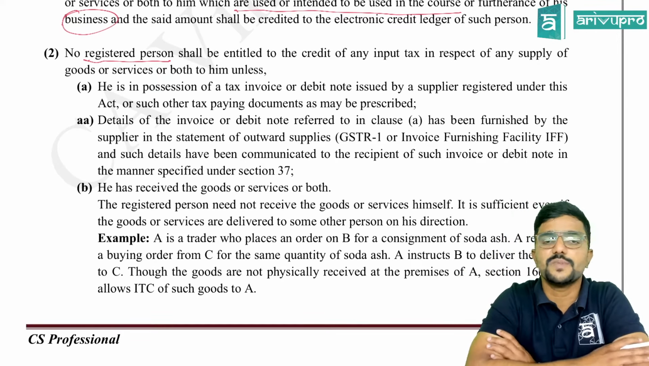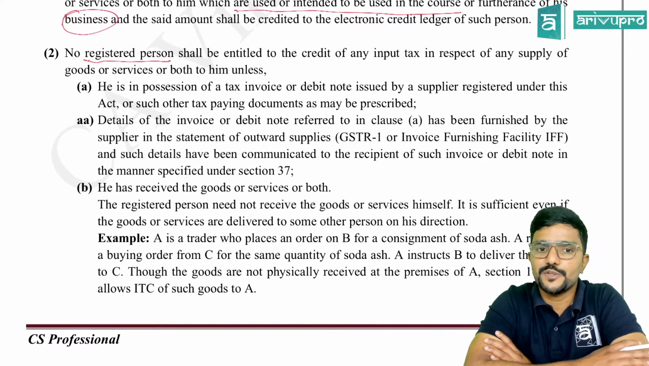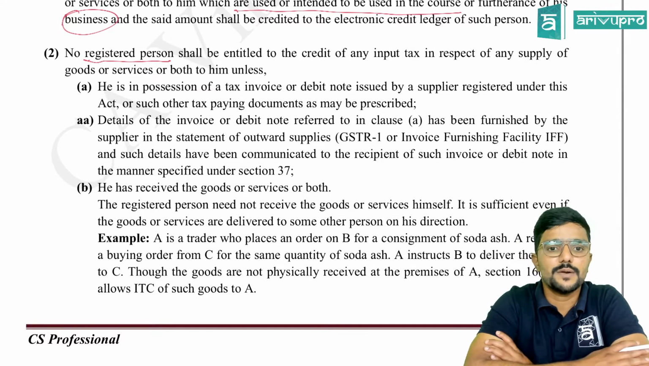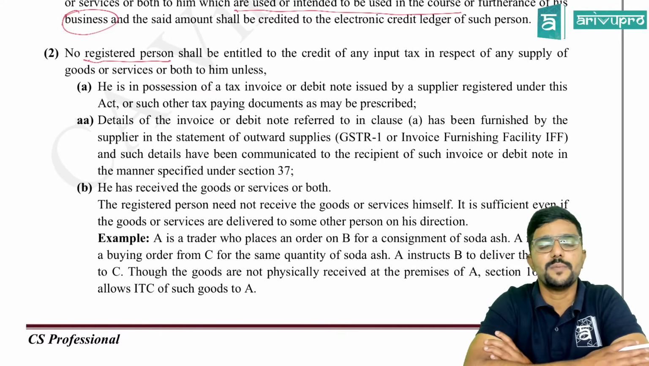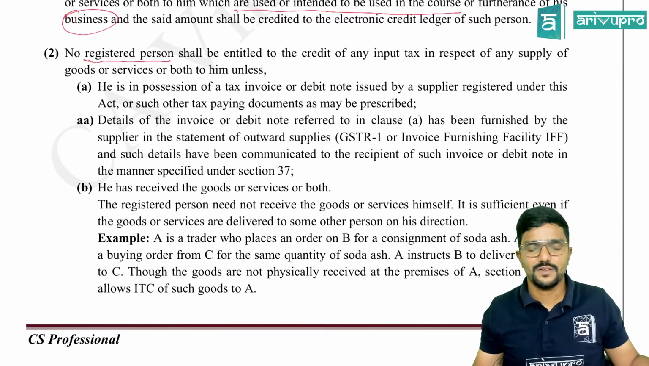So clause A, section 16 subsection 2 clause A. He is in the possession of a tax invoice or debit note issued by the supplier registered under this Act or such other tax paying document as may be prescribed. Now, the supplier has issued a document to the recipient. Agree?